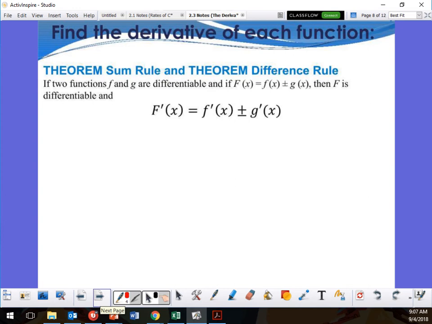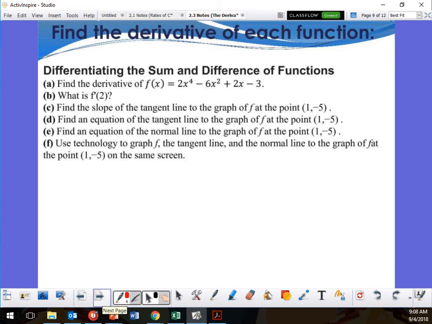So now sum and difference rules. So we could actually break up any function when we're taking the derivative and take the derivative of their parts individually. It makes life a whole lot easier sometimes. All right, find the derivative of this thing right here. So let's start with a. So f prime of x is equal to 8x cubed minus 12x plus 2. And the derivative of this is just going to be 0. All right, so I got the derivative.